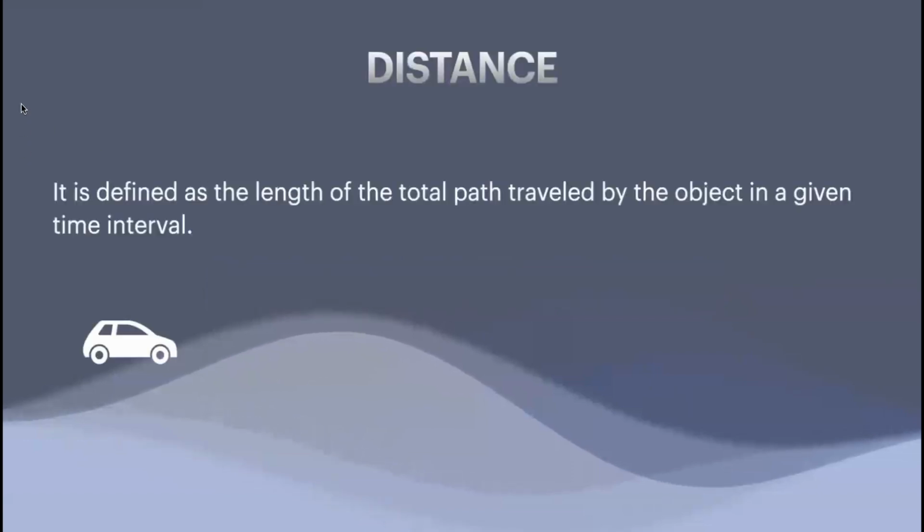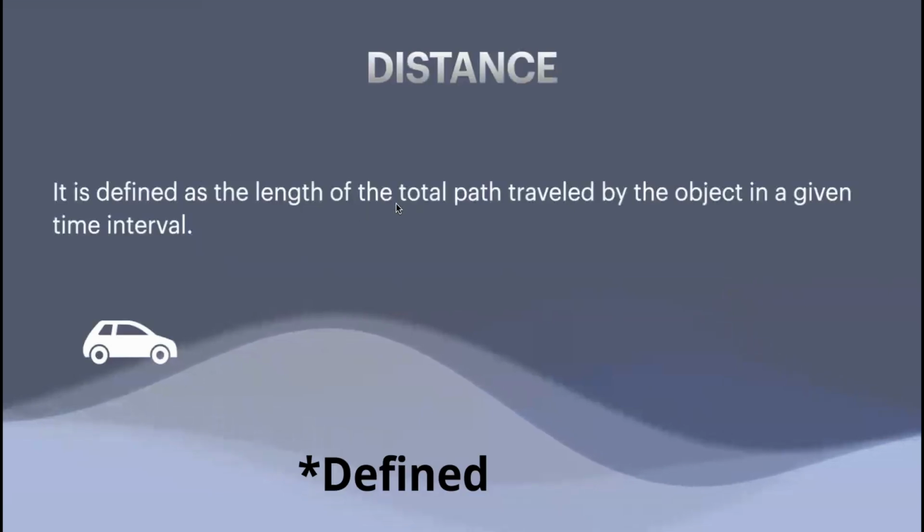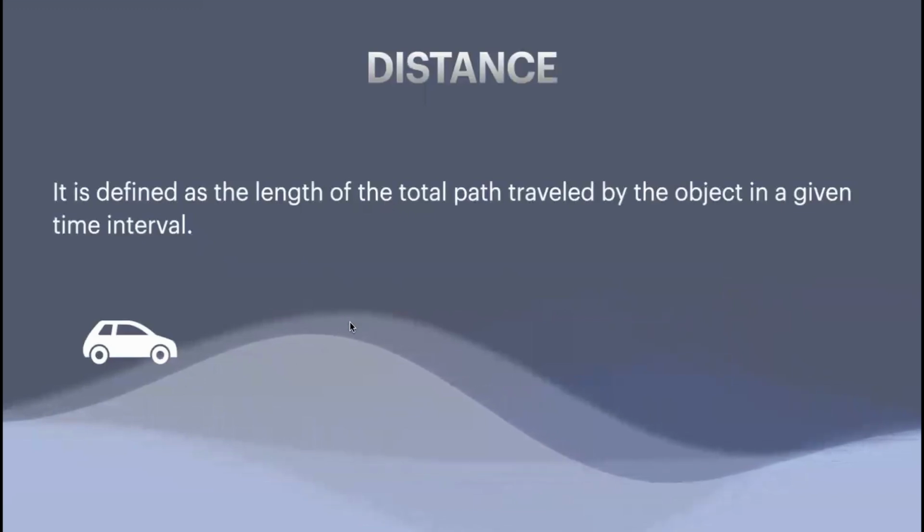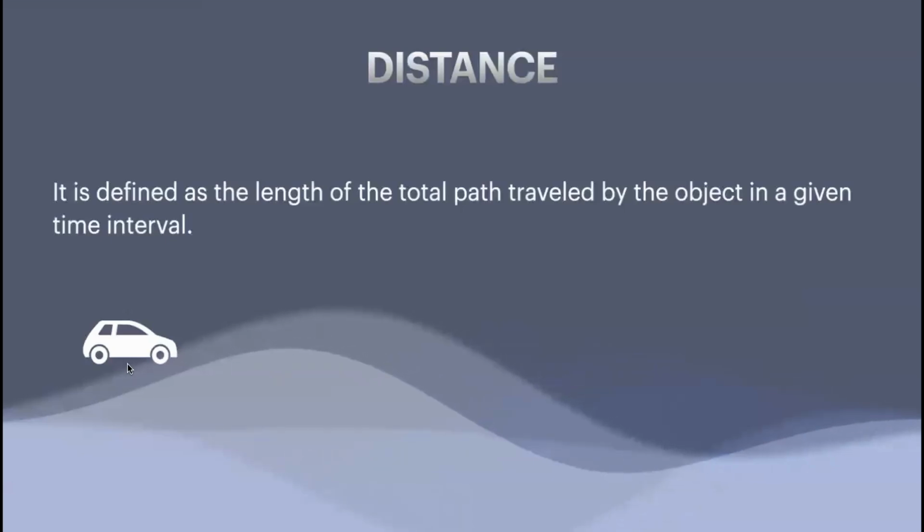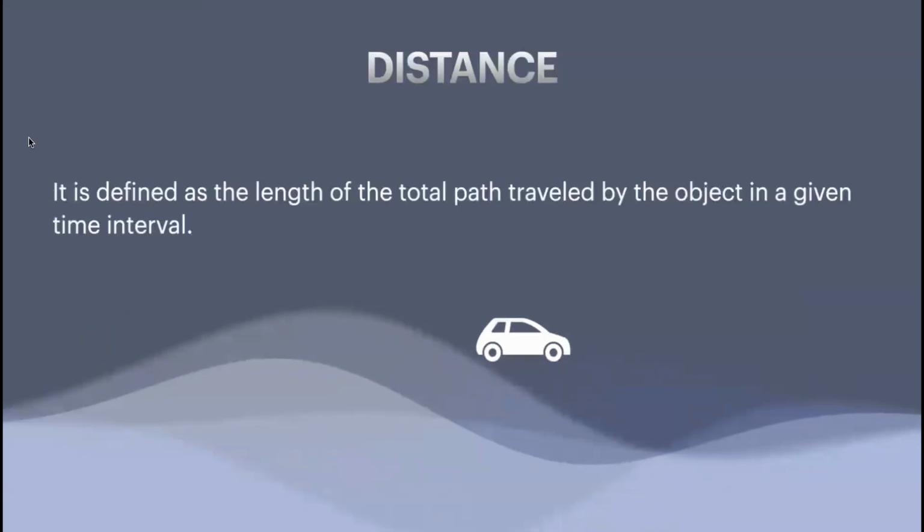So first, let us talk about what is distance. Distance is defined as the length of the total path traveled by the object in a given time interval. Okay, now assume you have a car over here. Okay, now, so the car traveled this much distance.